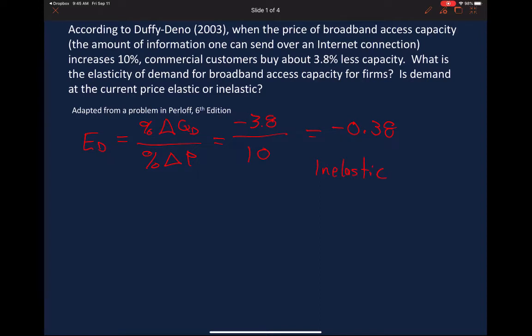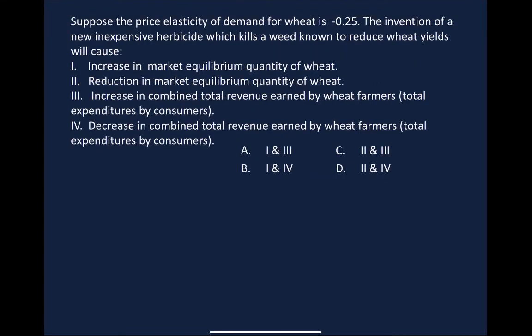This is showing us that every time price goes up by 1%, quantity demanded is going to go down by 0.38. And so we can see it's inelastic because the change in price is greater than the change in quantity demanded. Consumers here are not very responsive to a price change.